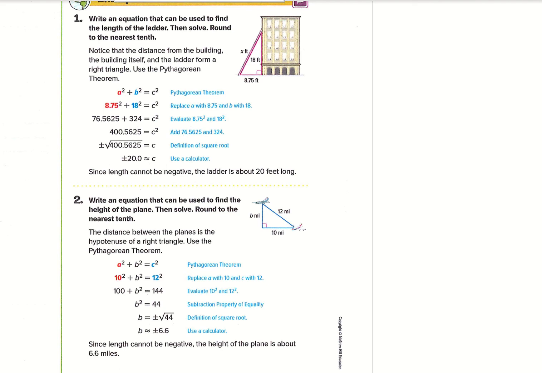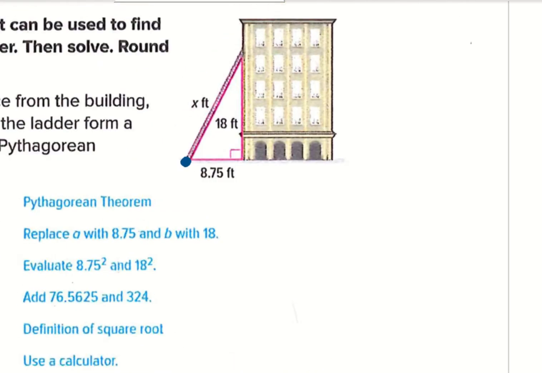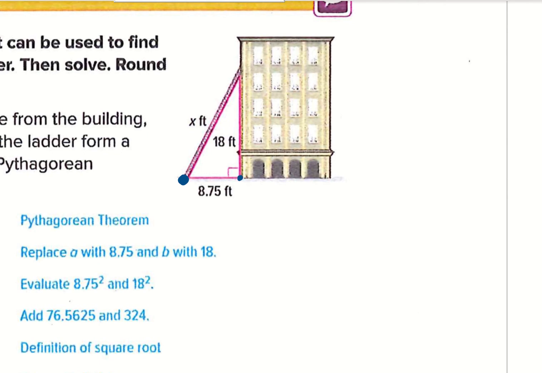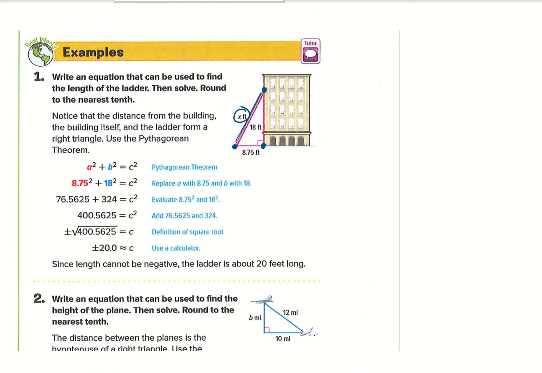So if we look at number 1, it says write an equation that can be used to find the length of the ladder, then solve round to the nearest tenth. So the distance from the bottom of the ladder to the edge of the building is 8.75 feet. And then from the bottom of the building up to the top of the ladder is 18 feet. What we don't know is how long the distance between these 2 points is. So we can use the Pythagorean theorem to figure that out.